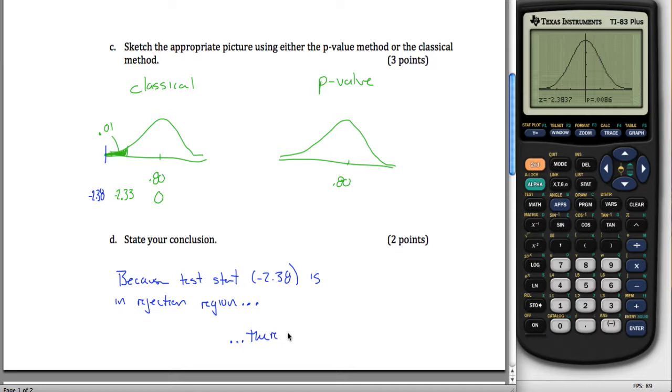there is sufficient evidence to reject the null hypothesis and conclude, whatever we were talking about in this problem, that missing class on Wednesday decreases pass rate. Sure.